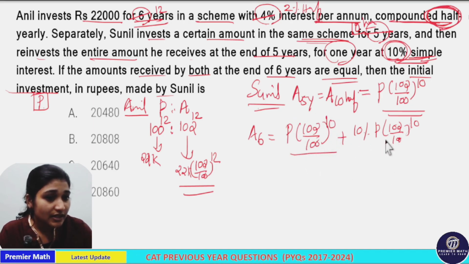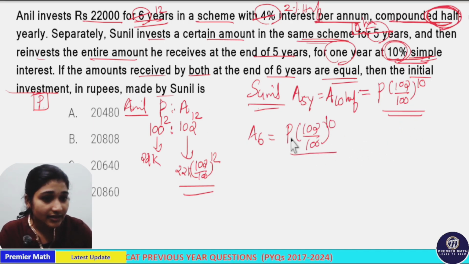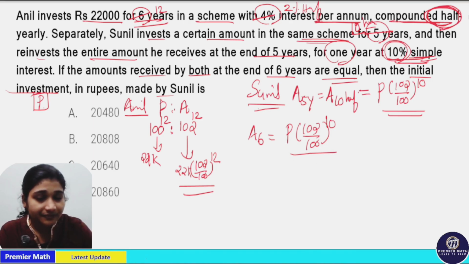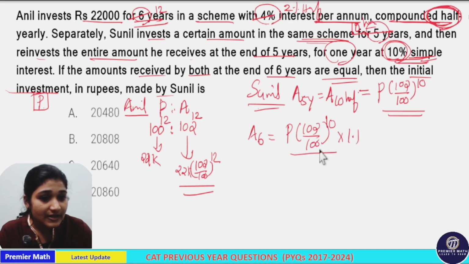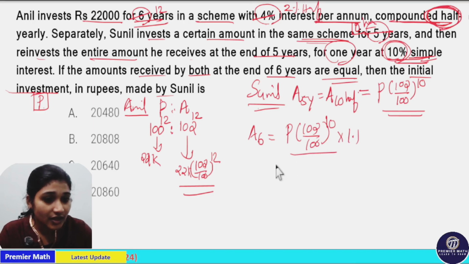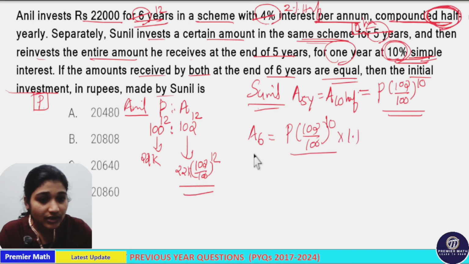Now 10% of this principal is the interest for the 6th year, which means here I can directly write it as principal into 1.1. That is 1 into principal plus 0.1 into principal. That is, 1 is the principal here and this 0.1 into principal is the interest here. Now here equate these two.